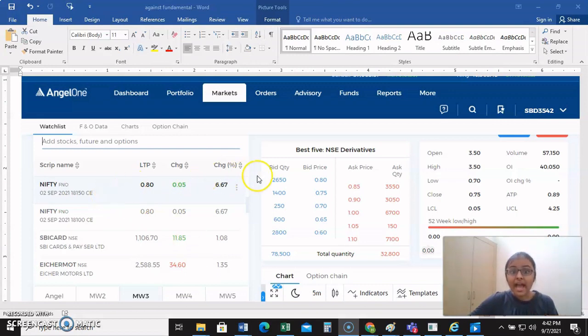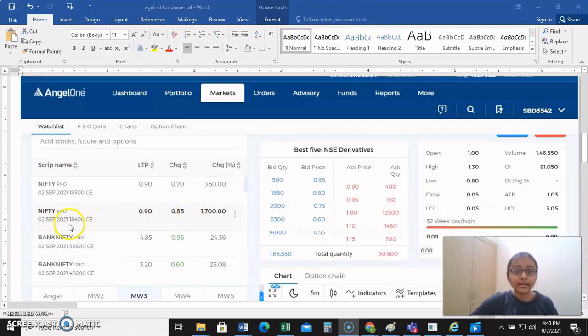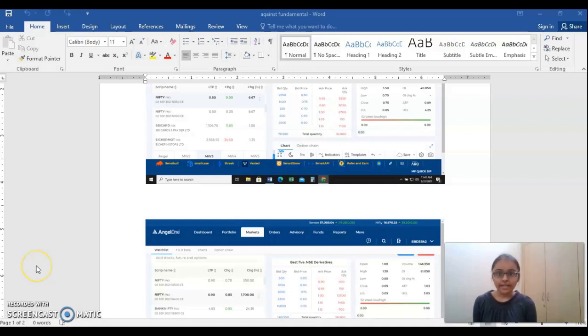18,150 call has bid price of 0.8 and offer price of 0.85, and 18,400 call has bid price of 0.85 and offer of 0.90. This is against the fundamentals of option pricing. Why is it against the fundamentals of option pricing?